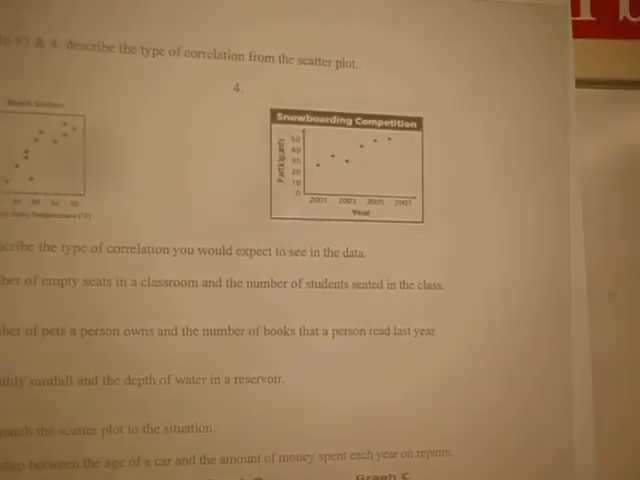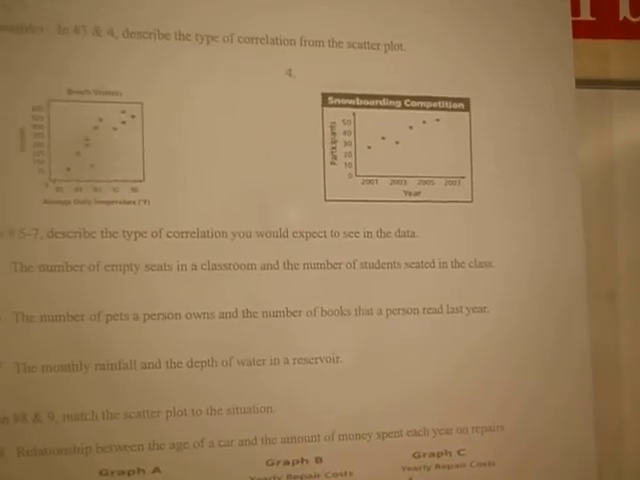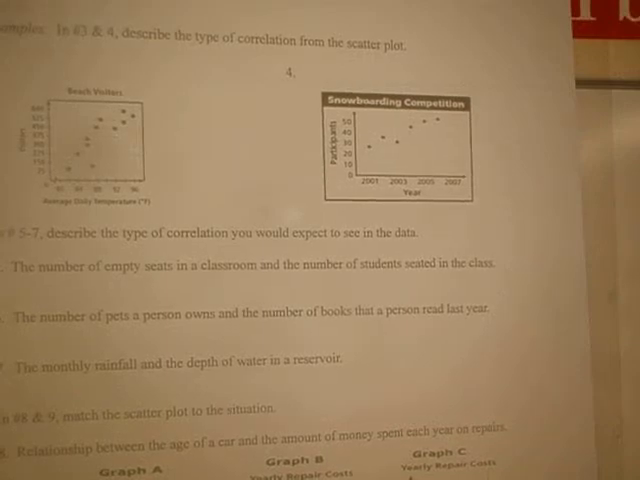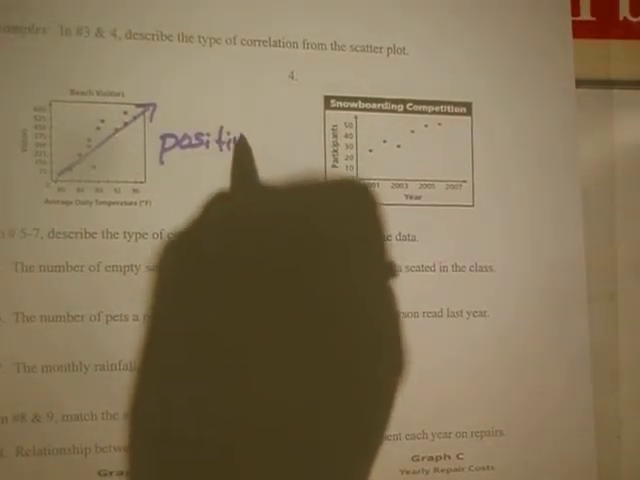Page number 2, we are looking at these two to see whether these are positive or negative correlations. Number 3, the average daily temperature increases. As the temperature increases, the number of visitors to the beach is also going to increase. So that would be a positive correlation.